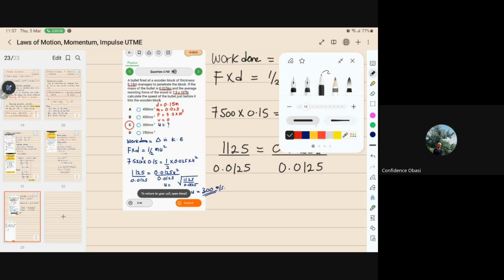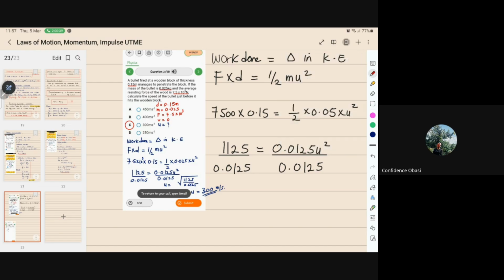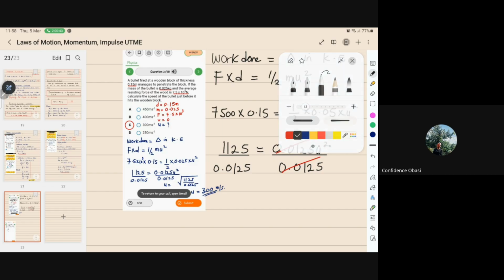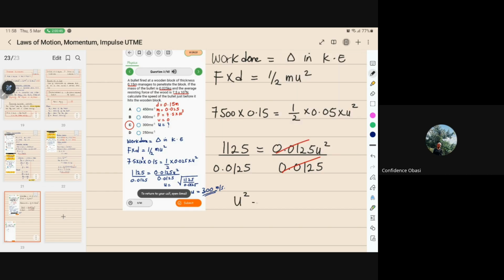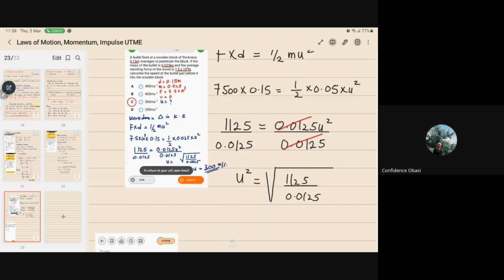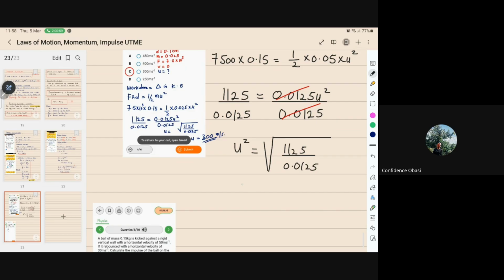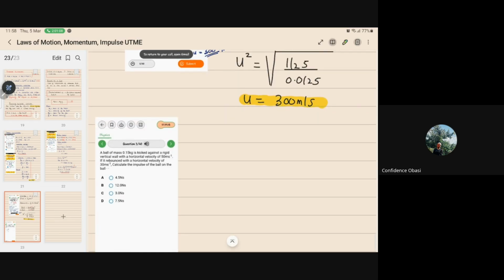So this will cancel this, so that u squared is 1125 all over 0.0125. All right. So far, so good, right, guys? So u is equal to 300 meters per second. So far, so good, right? All right, so next one.